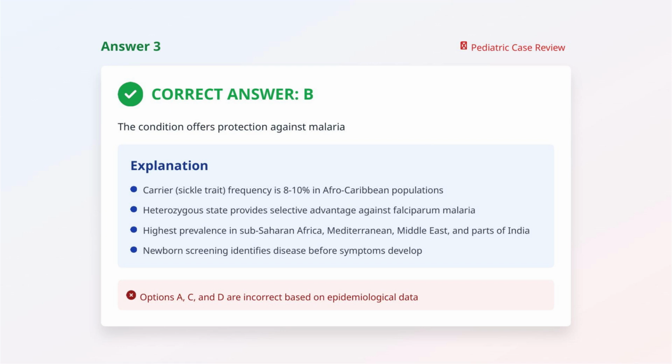Hemoglobin SS is more common. The condition is not most common in Northern European populations as stated in option D. It has the highest prevalence in sub-Saharan Africa, Mediterranean, Middle East, and parts of India. Newborn screening identifies the disease before symptoms develop, allowing for early intervention.